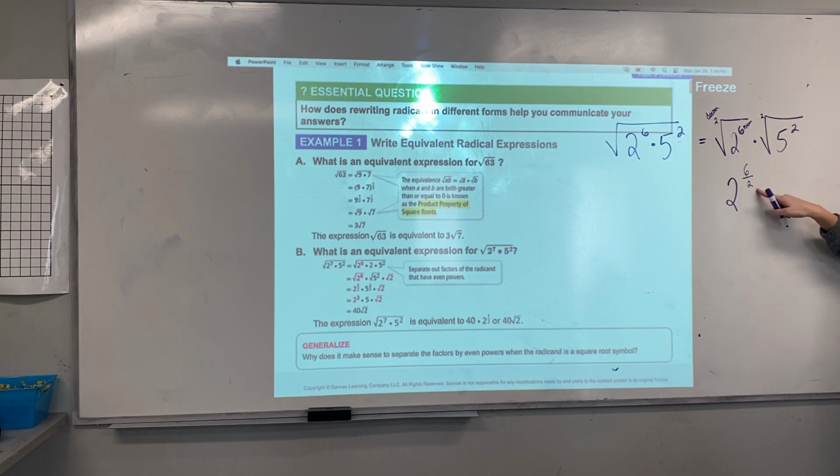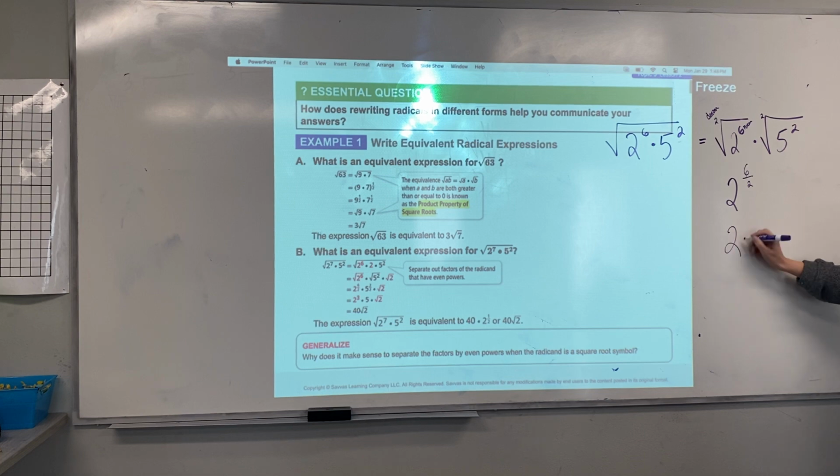Now that I have it as 6 over 2, can't that be simplified? What's 6 over 2? 3. So 2 to the 3rd power can also be simplified. What's 2 to the 3rd power? 8.